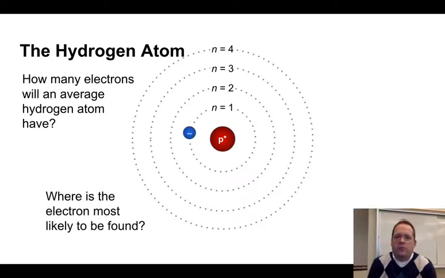Okay, another question. Where's the electron most likely to be found? Well, it turns out the lowest energy state is the right answer. Nature is always in some ways trying to revert to the lowest energy state. And in fact, that's a way that Aristotelian thinking was about the world, right? Balls roll downhill because that's their natural place in the universe, is at the bottom of the hill, not at the top of the hill.